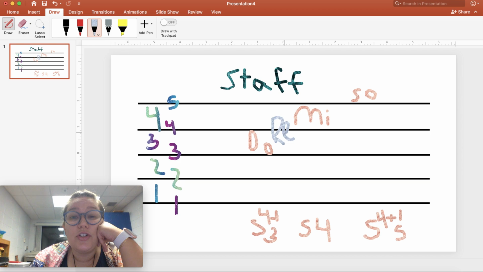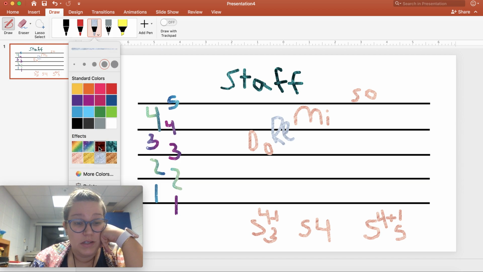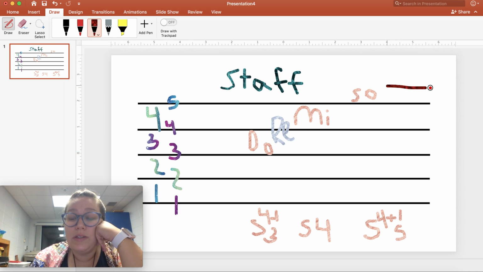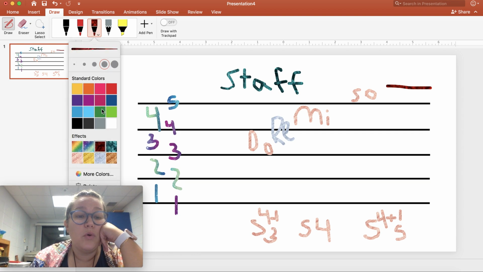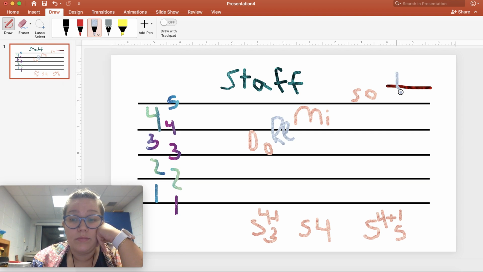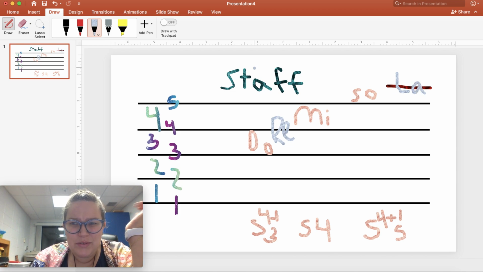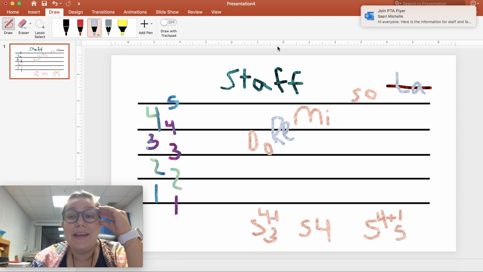Now here's the other challenge. La has to be on a line because re's on a line, and it has to be higher than so, but we don't have any more lines over here. So we have to draw our own. It's called a ledger line. Let me choose red. So I'm going to draw my own line for la. And you might think, is Miss Szymanski allowed to do that? But actually I am.